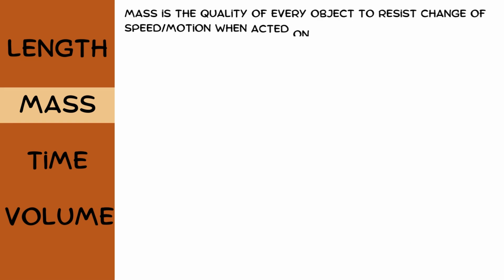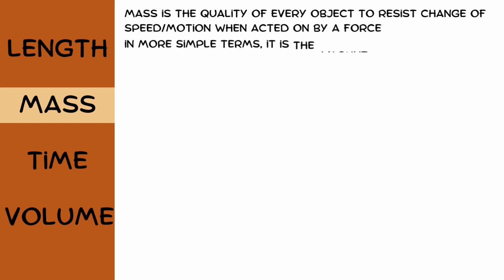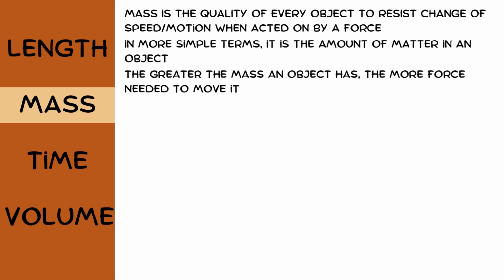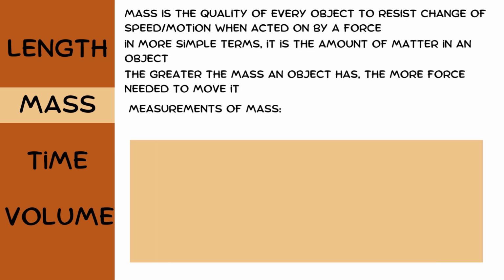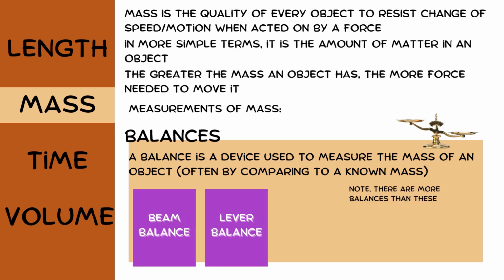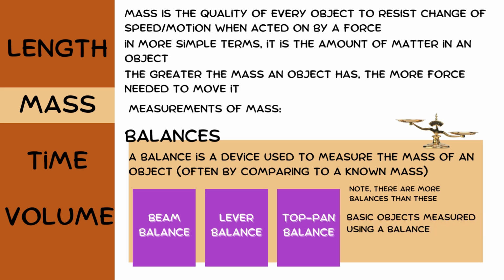Secondly, mass is the quality of every object to resist a change in speed or motion from a force. In simpler terms, a mass is the amount of matter within an object, so the more the mass an object has, the harder it is to move it under a force. Measurements of mass are usually made using several types of balances, such as a beam balance, a lever balance, or a top pan balance. Some basic objects one can measure could be metals, beakers, and other lab tools.